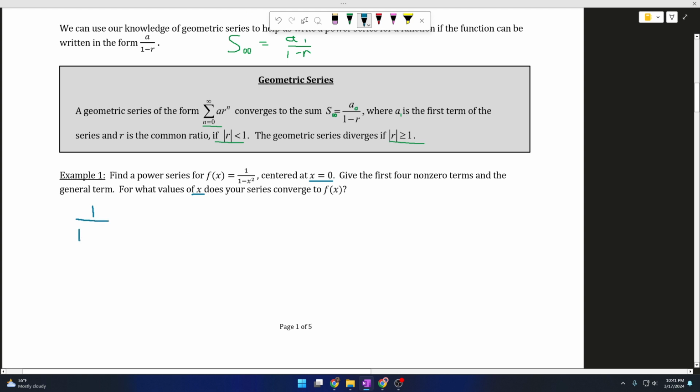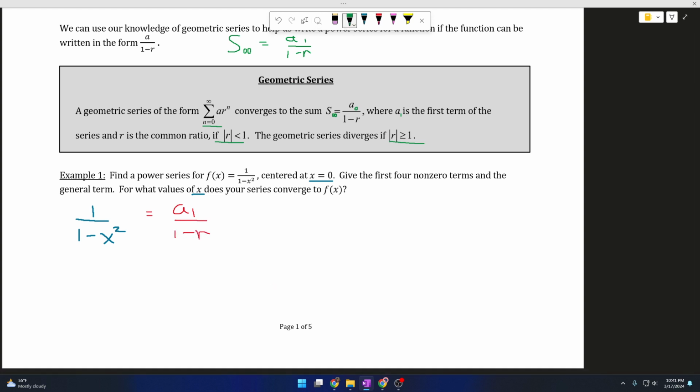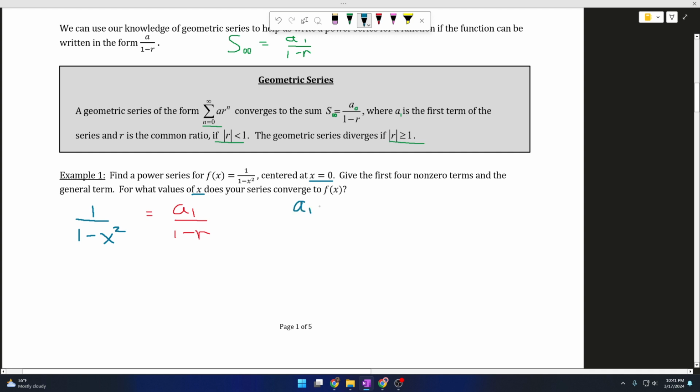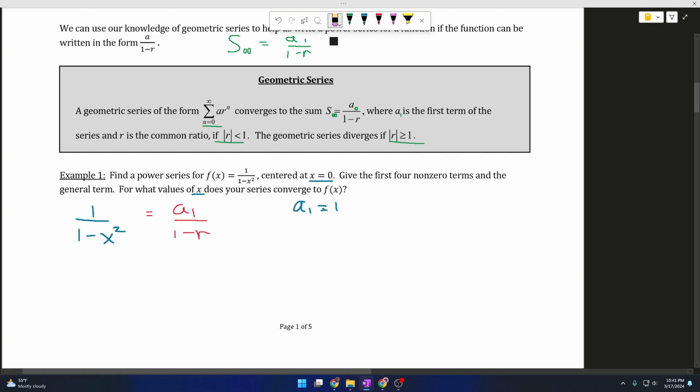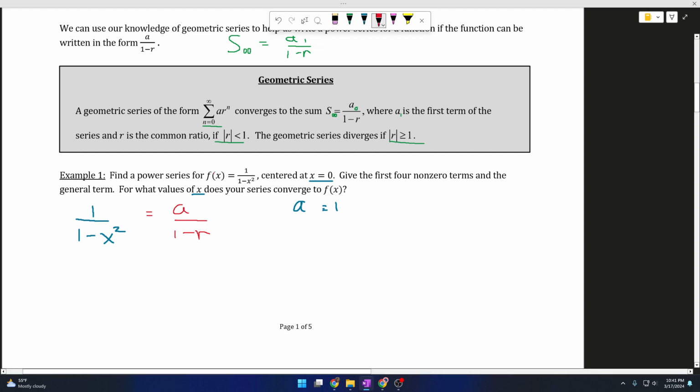So we want to match 1 over 1 minus x squared into a1 over 1 minus r. This one's a nice simple one. We could tell that a1 is 1, or a0 if you prefer that notation, that's totally fine. We can go ahead and make these a0s. I kind of prefer it, truthfully, as well. And then we get r is equal to x squared. So that means we should get a sigma from n is 0 to infinity of x squared to the n power, which would just be the same thing as saying x to the 2n.